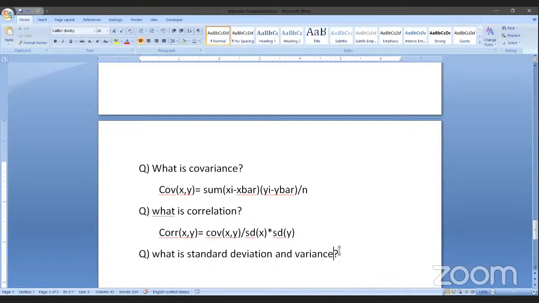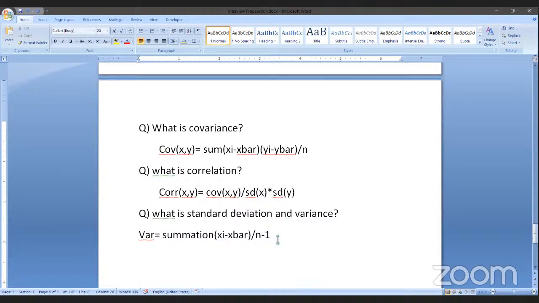Yeah, so basically variance is the summation of (xi minus x bar) squared, divided by sample size m minus 1, and the square root of this is standard deviation.